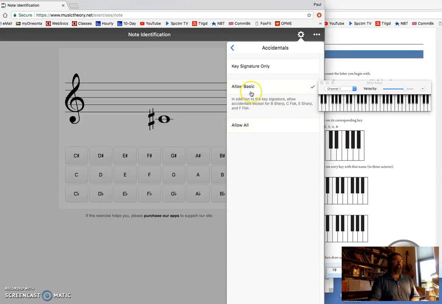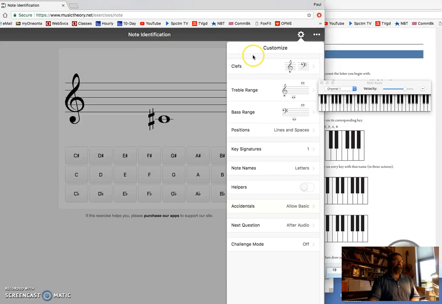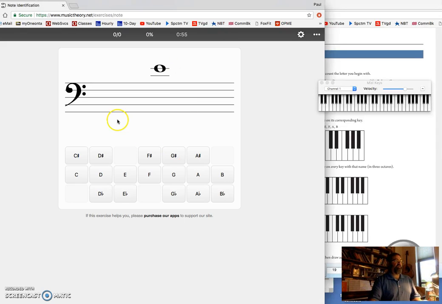So just basic, I would guess. Let's see if that gives us just letter names. So bass clef: girls buy diamonds from Africa, and then it goes alphabetical order. If that's A, that's B, C, D, E. I select E. It tells me it's right. It even gives me a pitch thing.